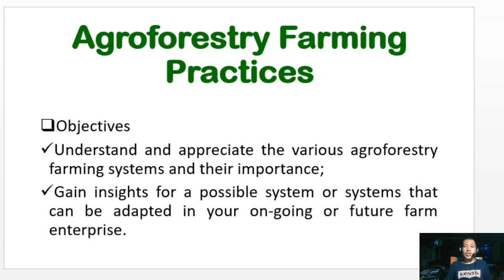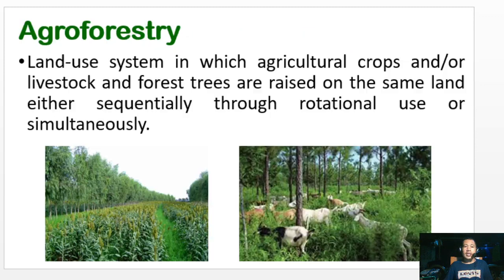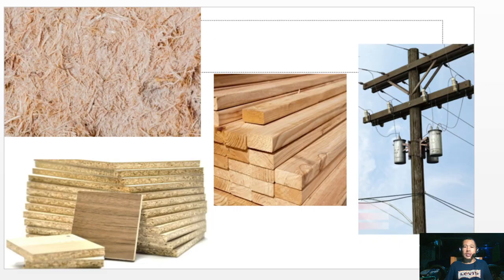Going back to the definition of agroforestry, it is the land use system in which agricultural crops and/or livestock and forest trees are raised on the same land either sequentially through rotational use or simultaneously, salitan o magkasabay. The trees that are being planted in agroforestry are used in producing wood pulps. Pulps are the main ingredients in the production of papers and cardboards and similar products.